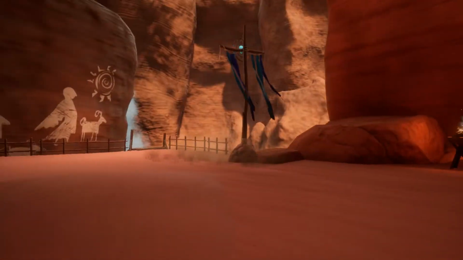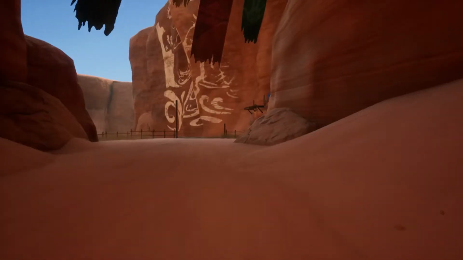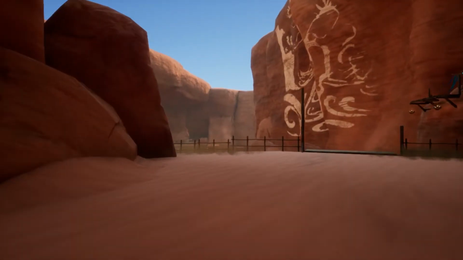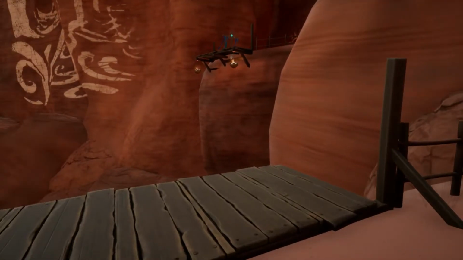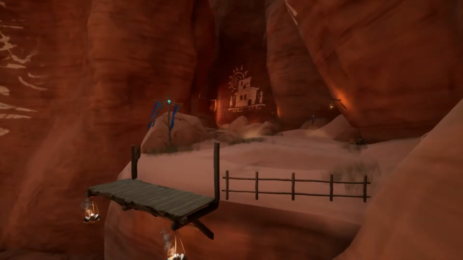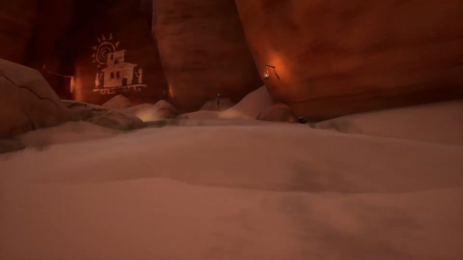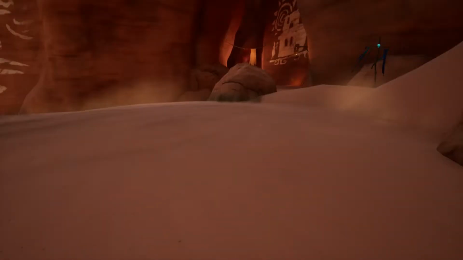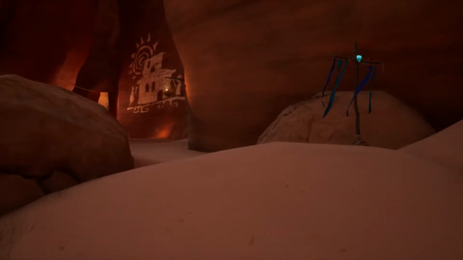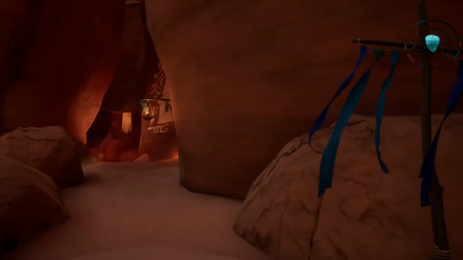Yeah, a bit laggy right there. I have a 1050 Ti, so this should not be lagging. Maybe it's that area though. You can always lower the quality.